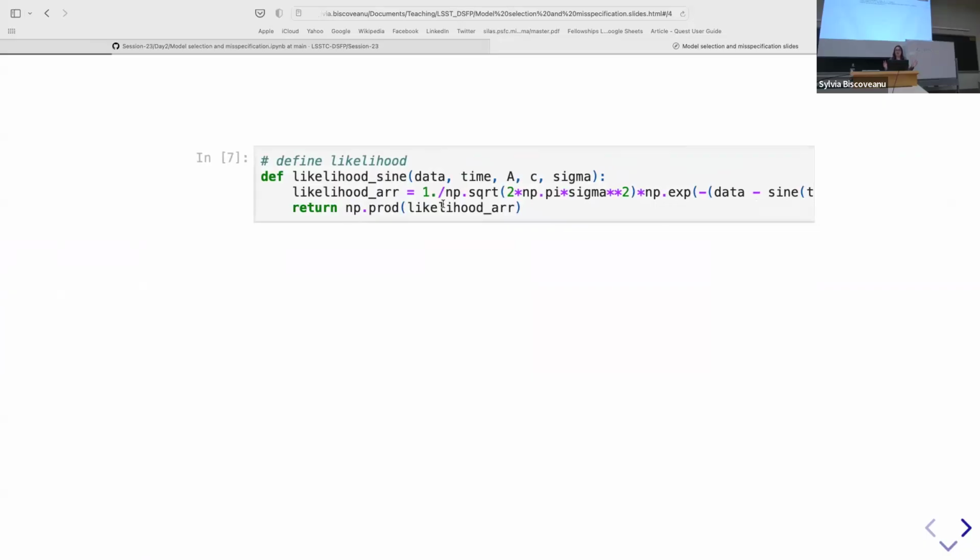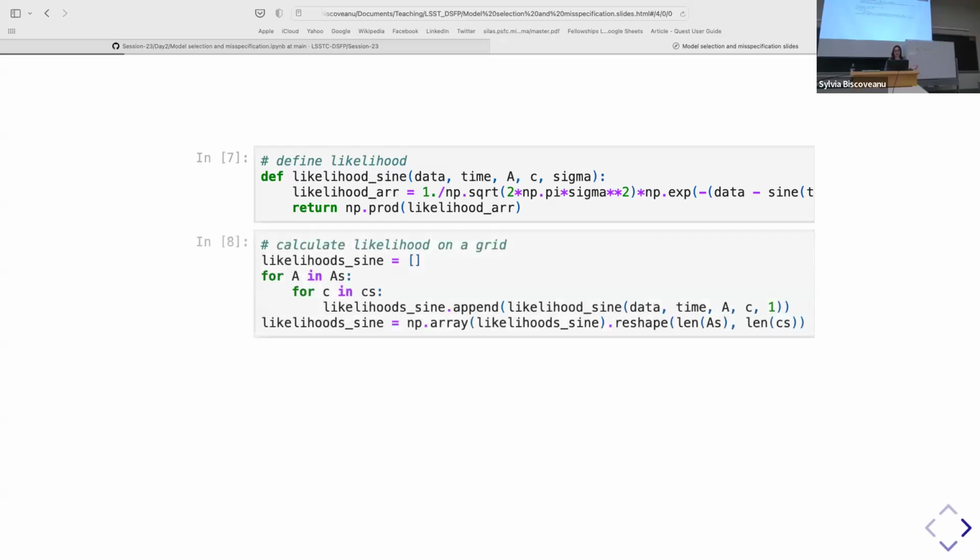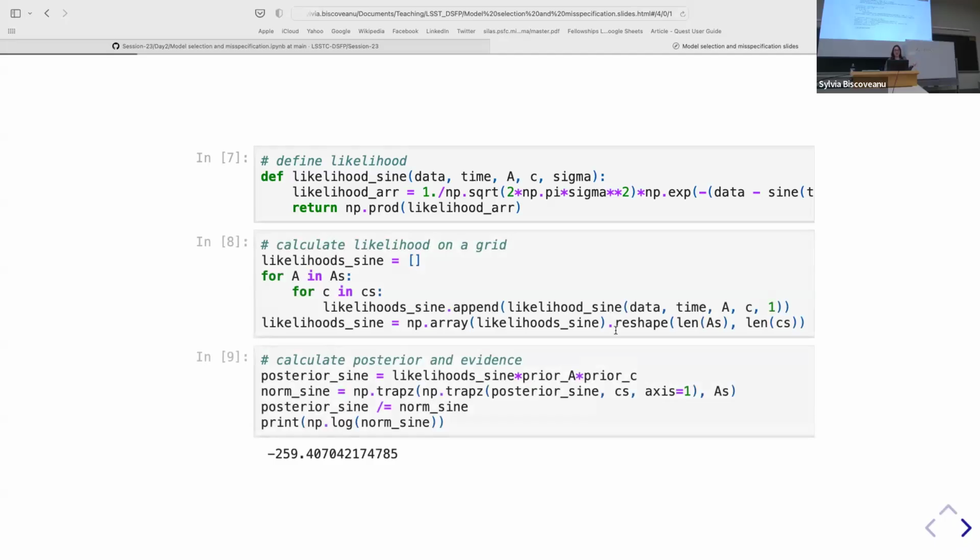Again, we're assuming that our data is Gaussian distributed with noise sigma equals 1. We can fit sigma as a free parameter, and you're going to see how to do that in the problem set after lunch. But for now, we're just going to assume that we know exactly what sigma is, and then we calculate our likelihoods on a grid, and then we calculate our posterior. So as a reminder, to calculate the evidence, first we're calculating the numerator of Bayes' theorem.